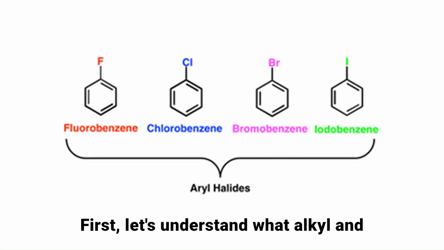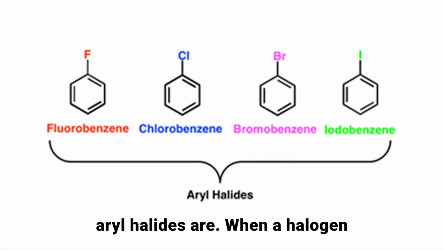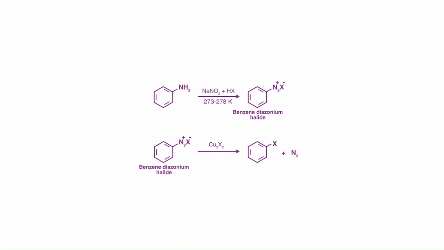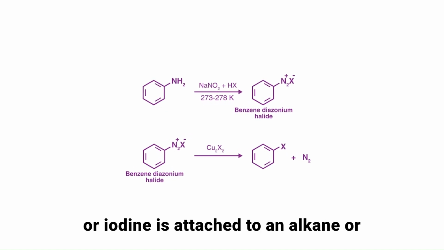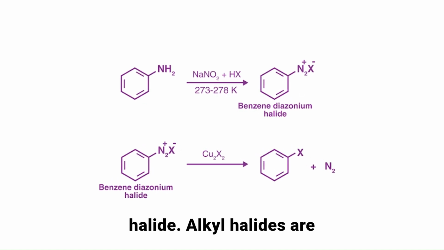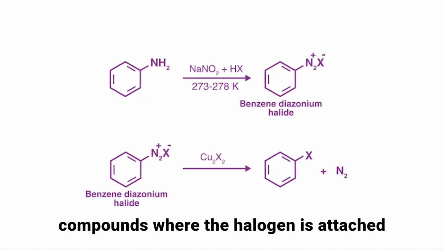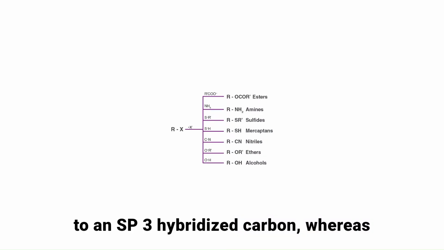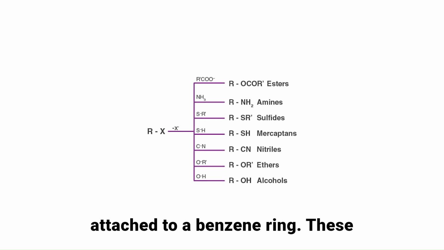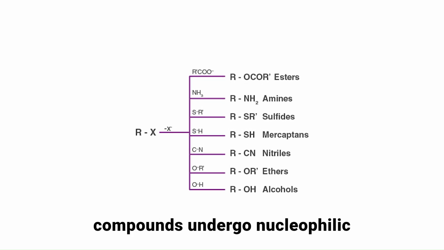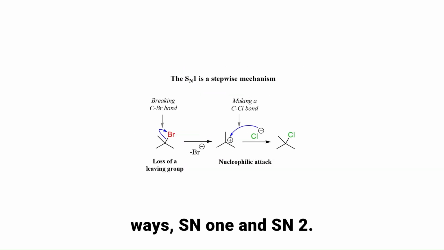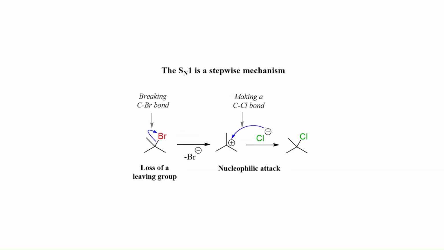First, let's understand what alkyl and aryl halides are. When a halogen atom such as fluorine, chlorine, bromine, or iodine is attached to an alkane or benzene ring, we get an alkyl or aryl halide. Alkyl halides are compounds where the halogen is attached to an sp3 hybridized carbon, whereas aryl halides have the halogen directly attached to a benzene ring. These compounds undergo nucleophilic substitution reactions, which occur in two ways, SN1 and SN2.